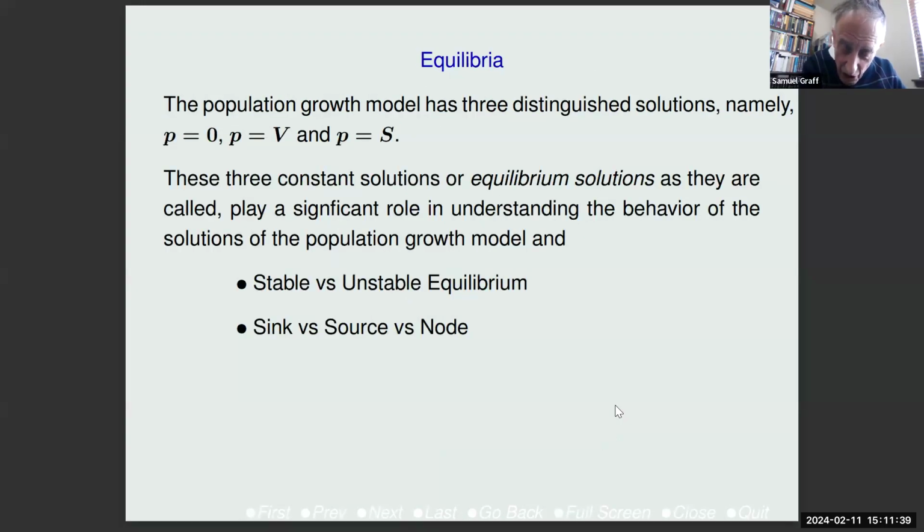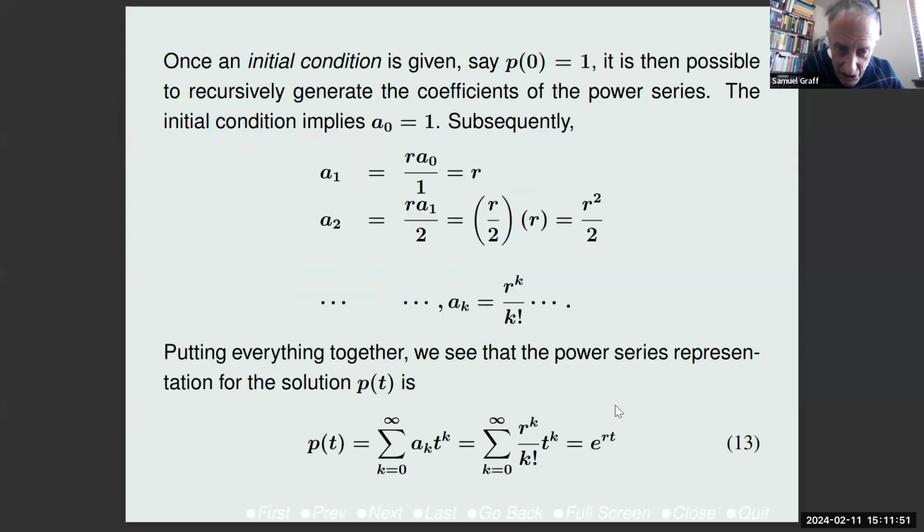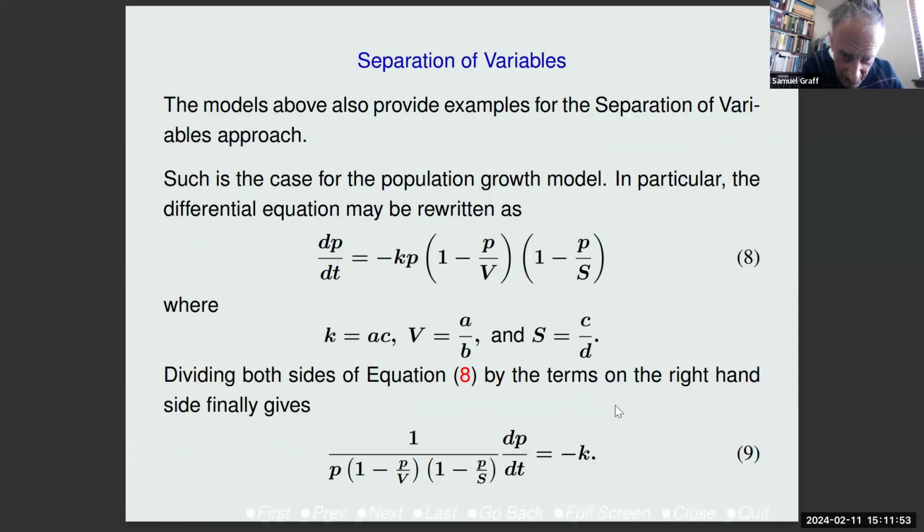So going on, we go back to the differential equation for the population growth model. And we just go back to that. Forgive me. There it is. If you take a look at it, it's quite obvious there are three equilibria. P is equal to 0, equal to V, the minimum viable population, and P equal to S, the maximum sustainable population.